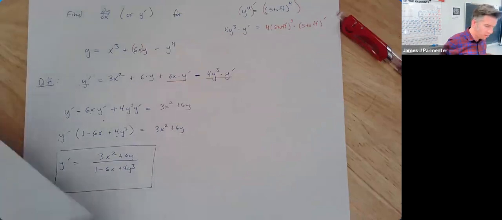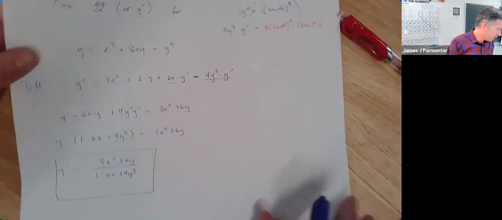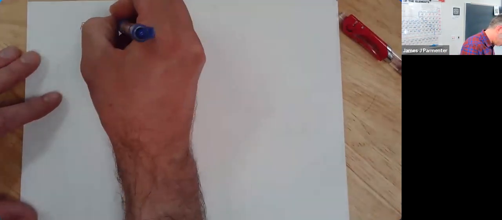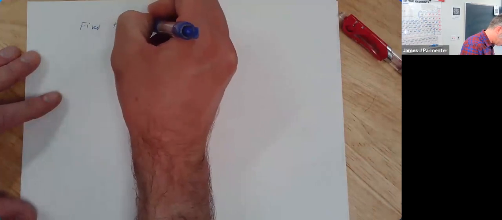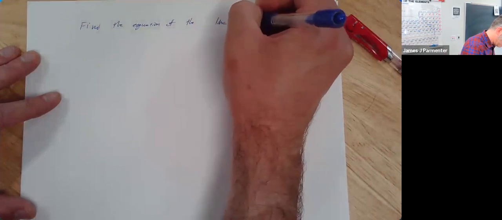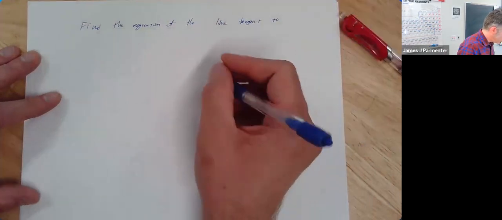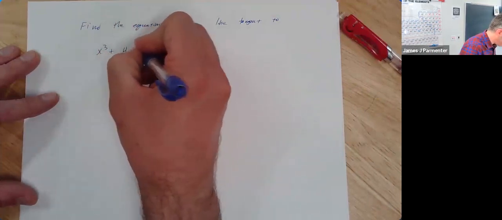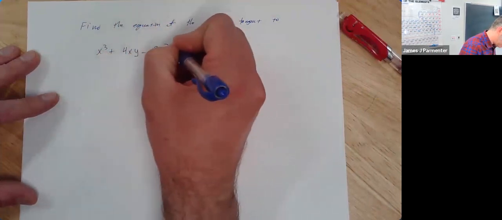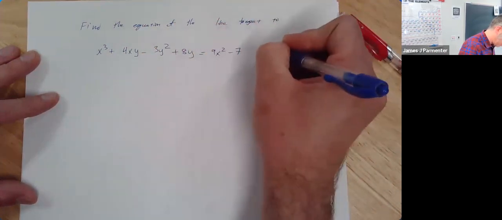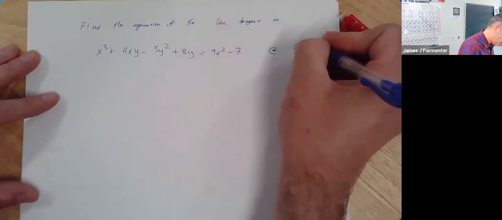We should definitely get 1 or 2 more of these because I want to show you one more thing. So let's say we had the following question. Let's say we want to find the equation of the line tangent to x cubed plus 4xy minus 3y squared plus 8y equal to 9x squared minus 7 at the point 2, 3.